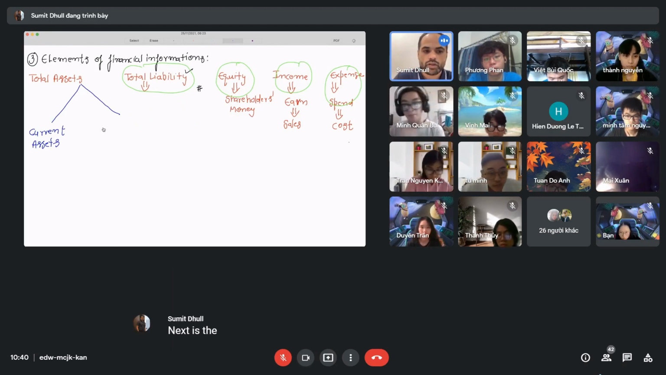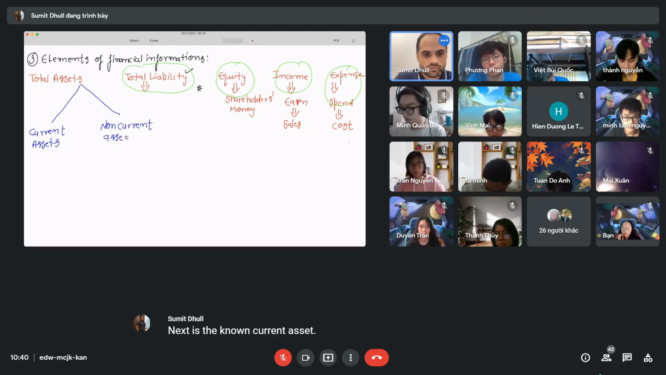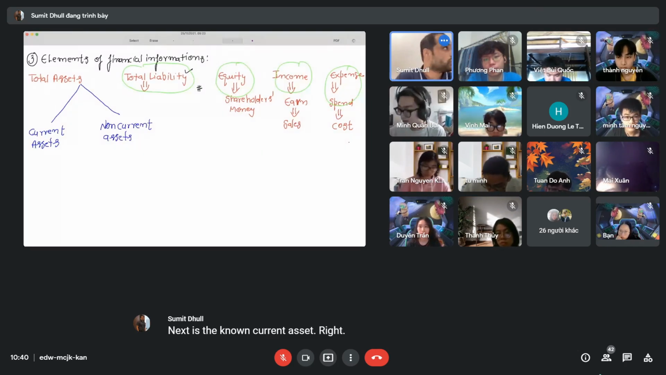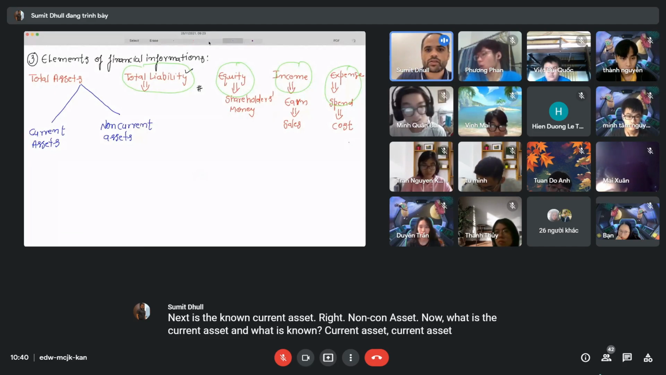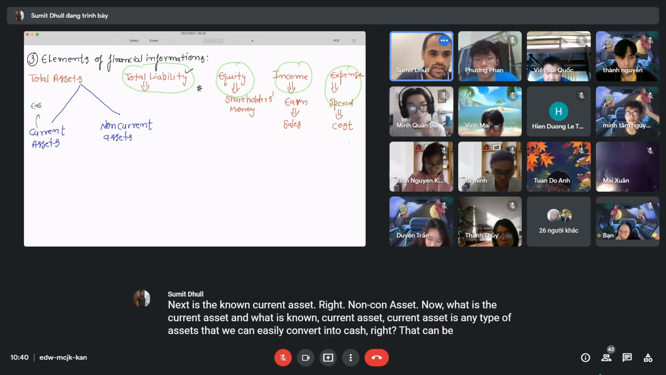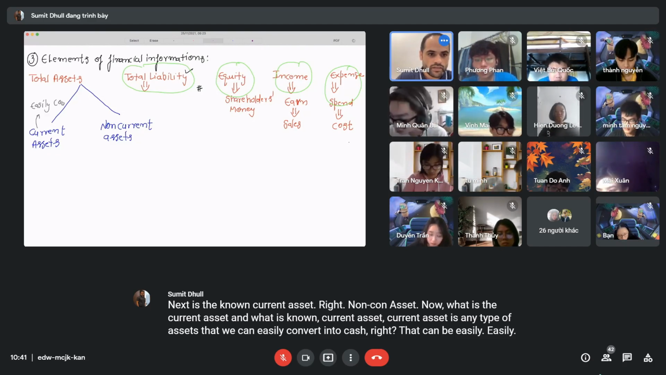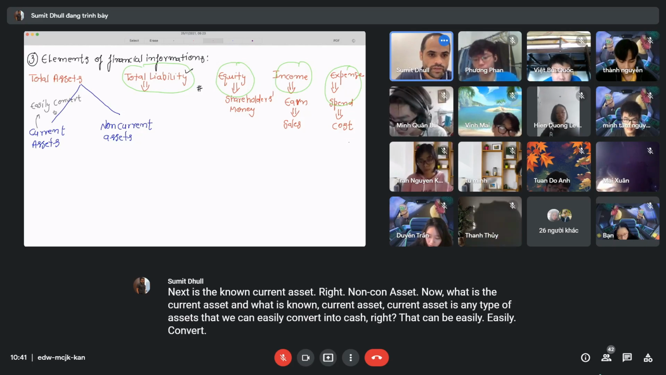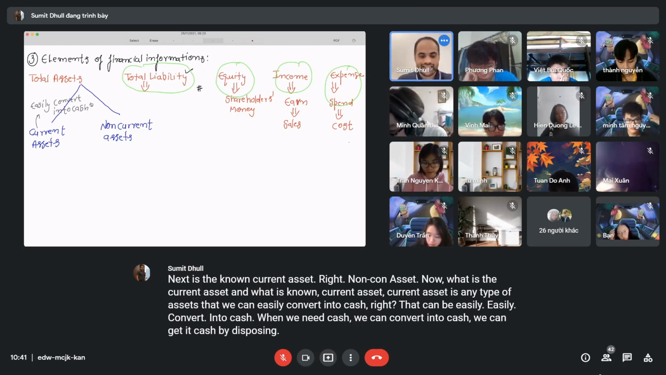Next is the non-current asset. Now, what is a current asset and what is a non-current asset? A current asset is any type of asset that we can easily convert into cash. When we need cash, we can convert it into cash. We can get cash by disposing of these assets.